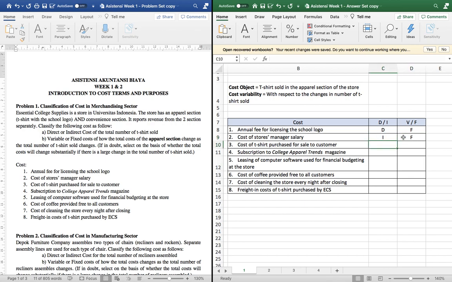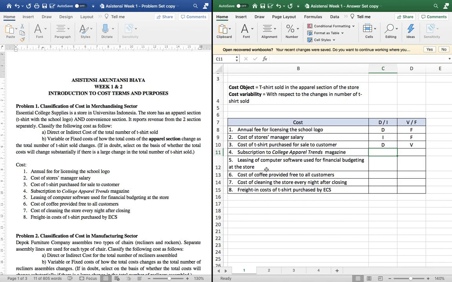And the third one is cost of t-shirt purchase for sale to customer, which is direct because it is only for the t-shirt, so it is directly related, and it is variable. When we want to increase our sales of t-shirt, of course we have to buy more raw materials. In this case is the t-shirt itself.